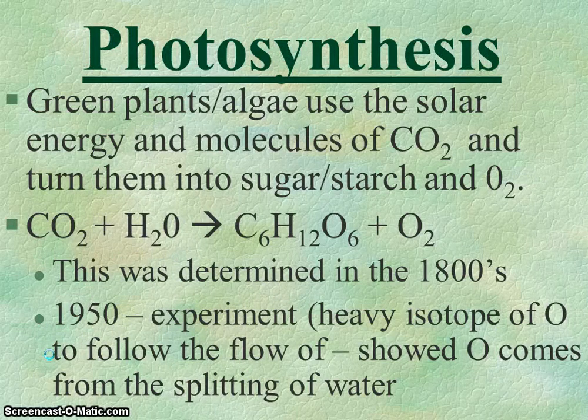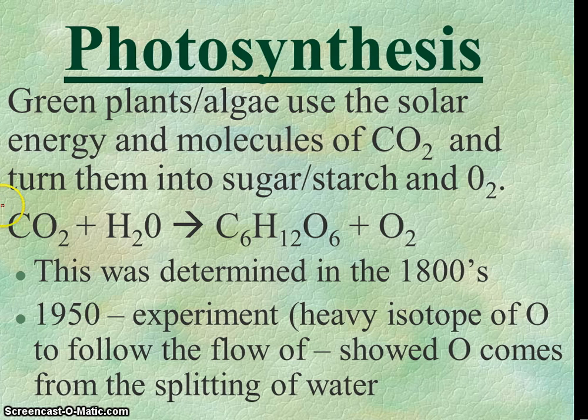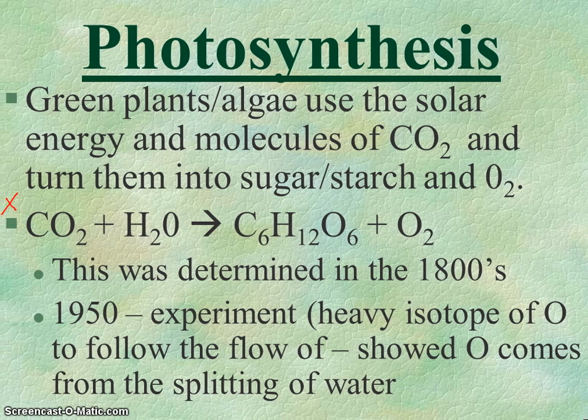Okay, so here we're talking about the process of photosynthesis. So this is the process of green plants, algae, and cyanobacteria taking in the solar energy from the sun and carbon dioxide and water and turning them into sugar or starch or some form of carbohydrate and producing oxygen. So this is a very important equation that you need to memorize. So we have carbon dioxide plus water in the presence of sunlight is going to yield a carbohydrate plus oxygen.